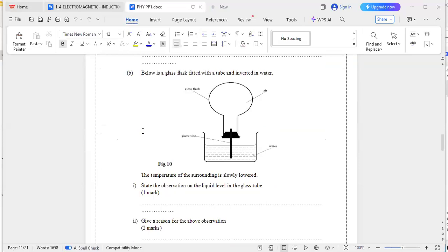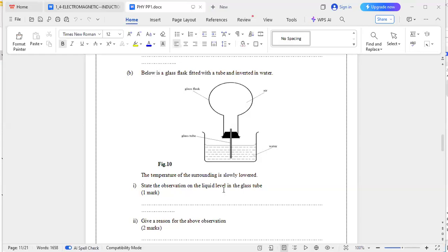Part B: below is a glass flask fitted with a tube and inverted in water. The temperature of the surrounding is slowly lowered. State the observation on the liquid level in the glass tube. Remember, the word is slowly lowered. We are not freezing it immediately using ice. So what we will see is water rises up the tube.